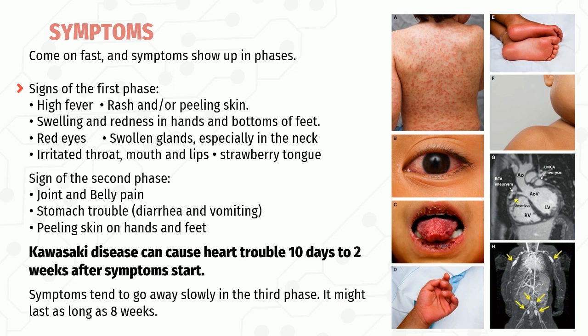The signs of the first phase include high fever, rash and peeling skin, irritated throat, mouth and lips, red eyes, swollen glands, strawberry tongue. The signs of the second phase include joint and belly pain, with stomach trouble such as diarrhea and vomiting, also peeling skin on hands and feet. This disease can cause heart trouble 10 days to 2 weeks after symptoms start. Symptoms tend to go away slowly in the third phase. It might last as long as 8 weeks.